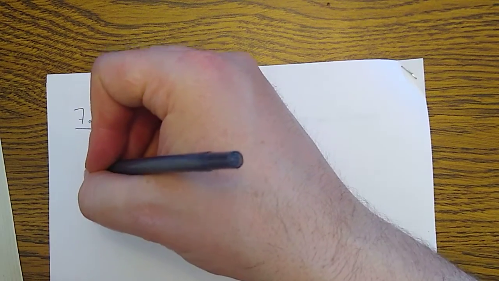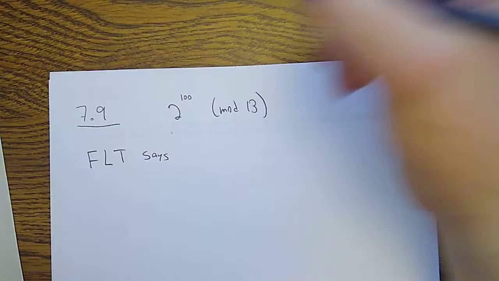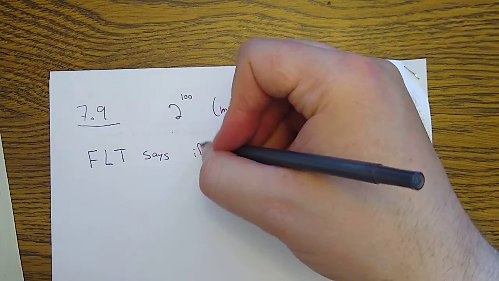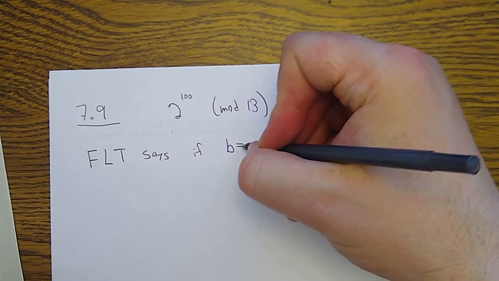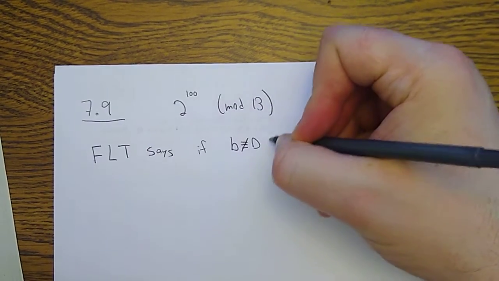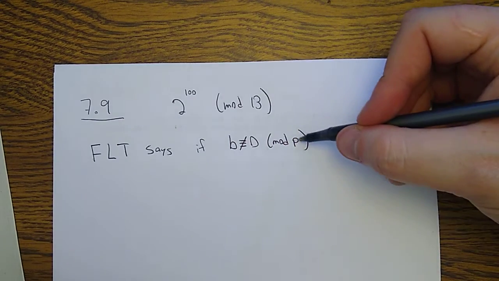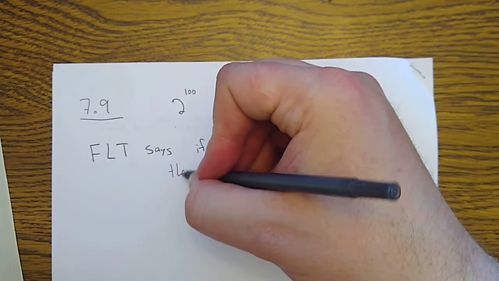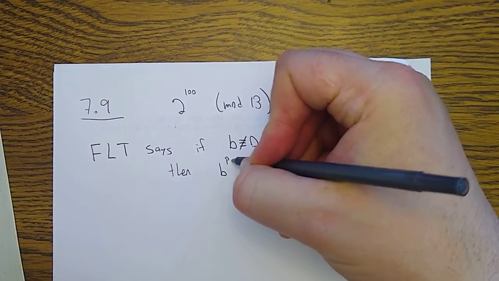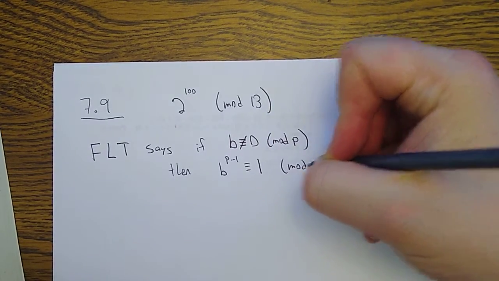So what would Fermat's little theorem say? It says that if, oh boy, can I remember? Yeah, if B is not congruent to 0 mod P, and let's just understand that when I write P, I mean a prime here, then B to the P minus 1 is congruent to 1 mod P.